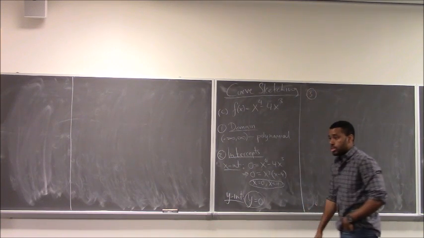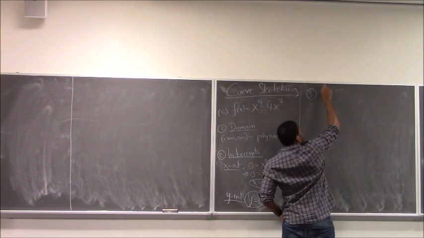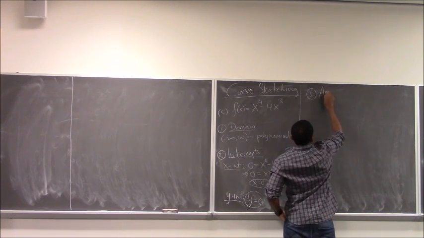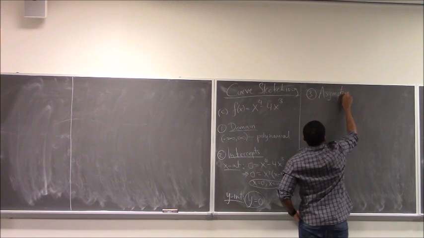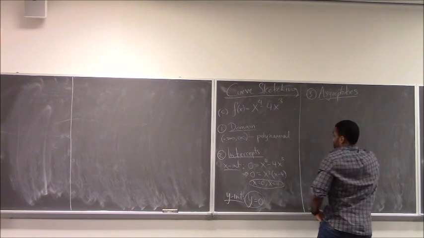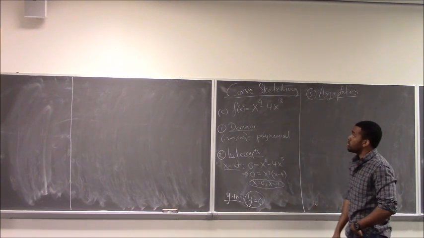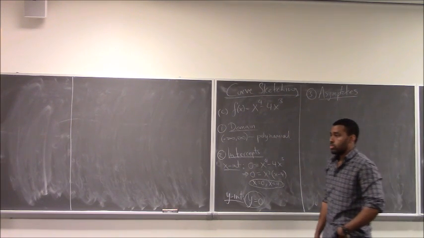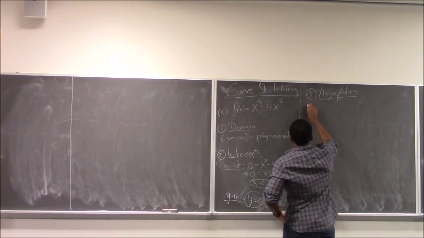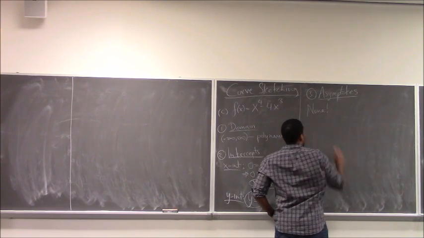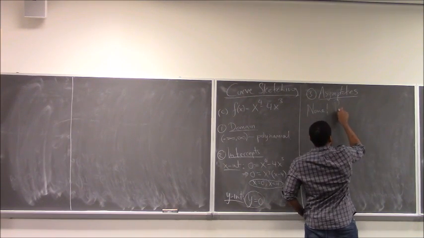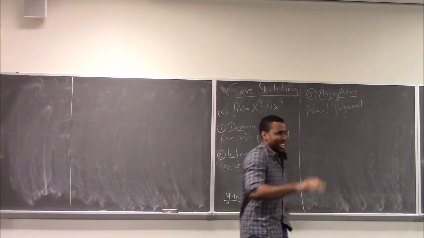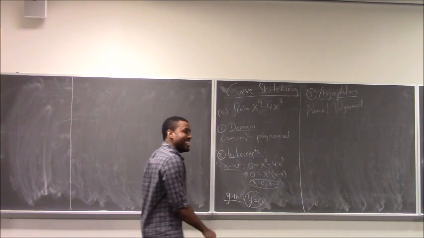Third step. What's the third step? Asymptotes. Find any asymptotes. What are the asymptotes for this one? There are none. Why are there none? It's a polynomial. Polynomials do not have asymptotes. Polynomials are like the counterexample for everything.